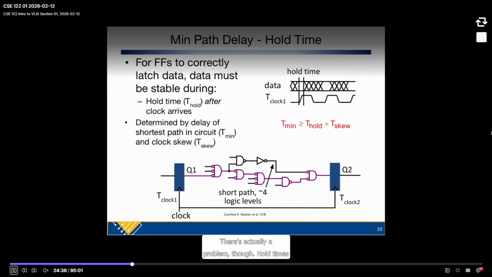There's actually a problem though. Hold times are actually more challenging than setup times in industry. And what is a hold time? So in this path, I kind of have this little black path here that's shorter. It's four gate lengths instead of 2. That's the fastest delay through the logic. So there's redundant paths, right?